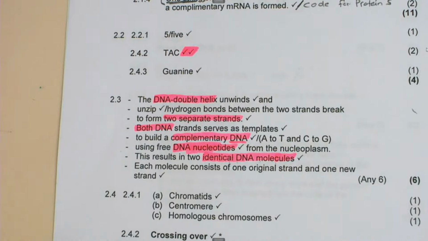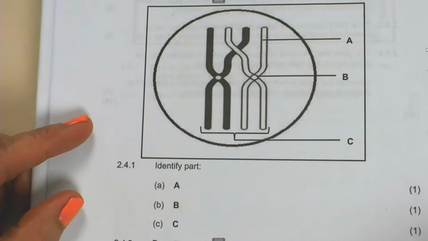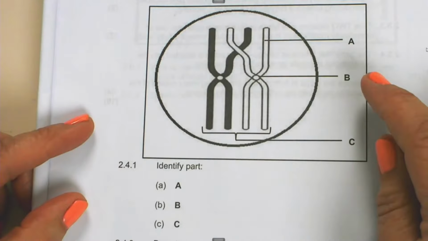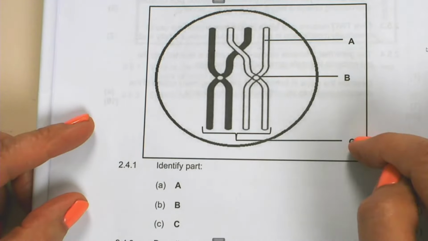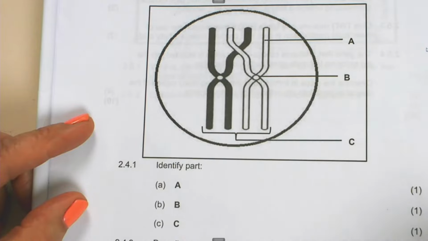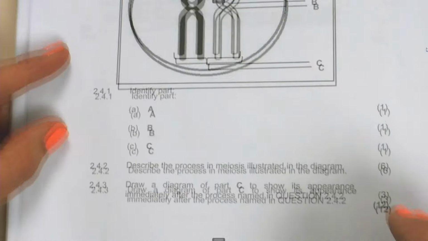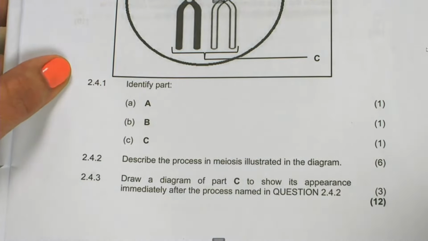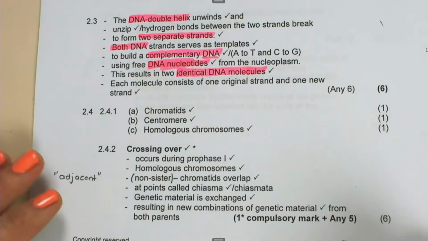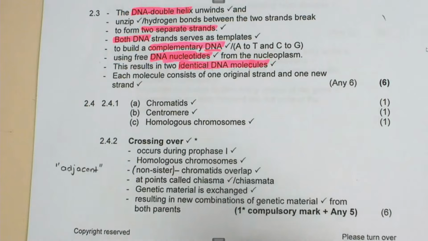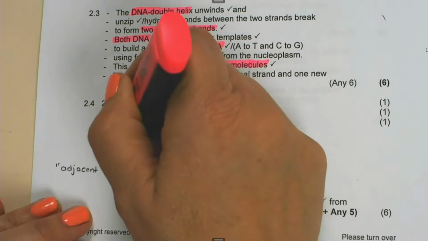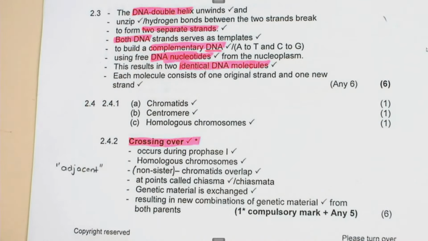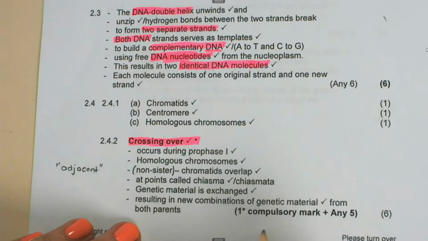Question 2.4.1. In question 2.4.1, we identify the parts. A is a chromatid, B the centromere, and C homologous chromosomes. Straightforward. Describe the process in meiosis, illustrated in the diagram. So if we look at that one, they have to indicate that it is crossing over because we describe the process. So the process is crossing over, and that is a compulsory mark. So at the end, it's very important, it's 1 plus 5 marks must be there.